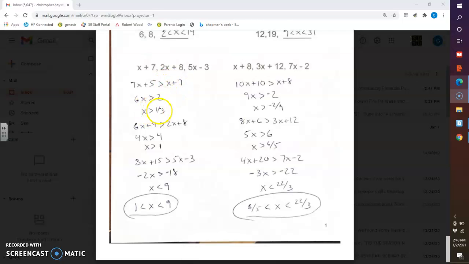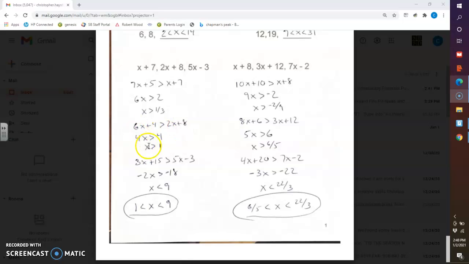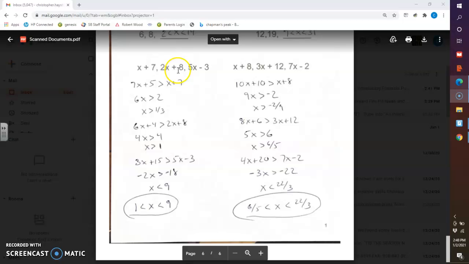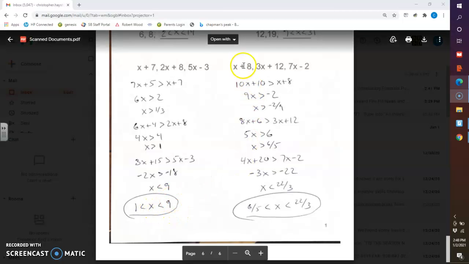When you solve, x is greater than 1/3. Then we do x plus 7 plus 5x minus 3, which is 6x plus 4, is greater than 2x plus 8. My x is greater than 1. And then finally, 3x plus 15, the first two, has to be greater than 5x minus 3, and therefore x is less than 9. When we have two greater thans, we always pick the bigger number. 1 is less than x, which is less than 9.